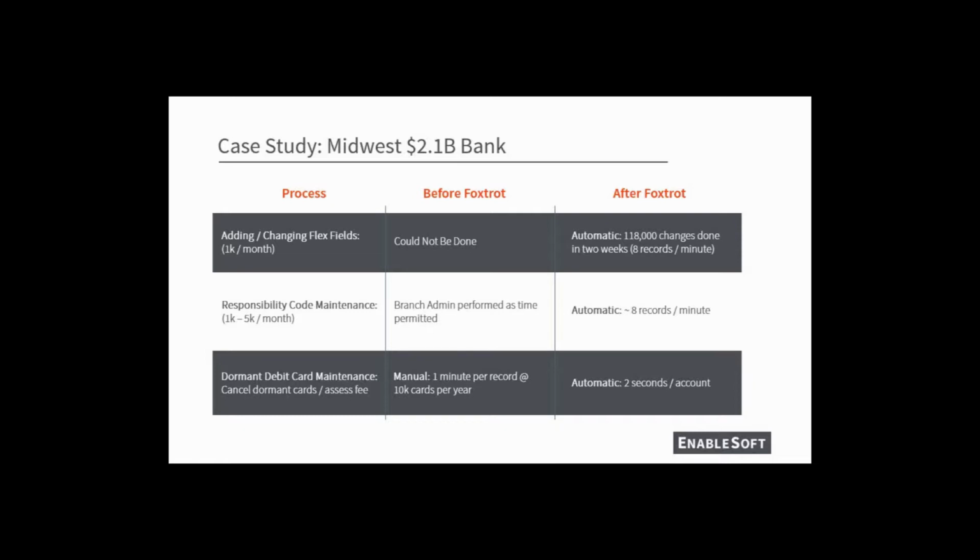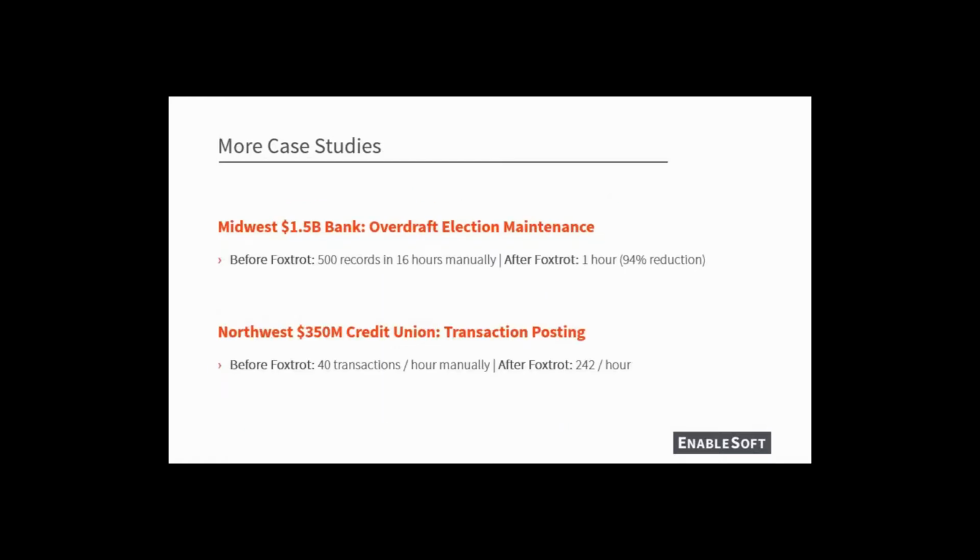Dormant debit card maintenance, once a year, this particular customer, a bank, goes into their accounts and all of the debit cards that have been dormant or unused for 9 months or so are canceled, and then a fee is debited from a checking or savings account of that customer. Manually, they do it every year, about 10,000 cards a year. It takes them about a minute to accomplish manually. Again, this is an annual process, but now Foxtrot handles it for them automatically at about 2 seconds per account, and again, nobody has to sit in front of a computer and manually change the data.